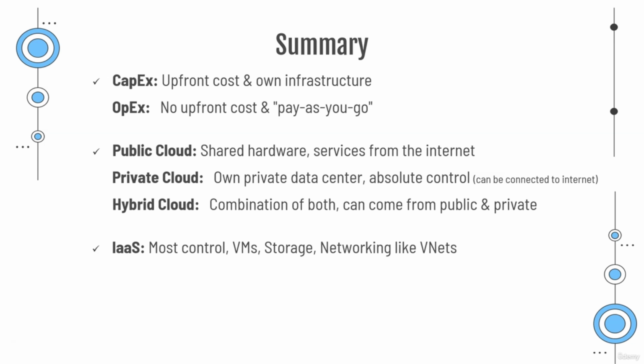And then we've talked about the different service types. Infrastructure as a service is the one where we have most responsibility, but also most control. Typical examples are virtual machines, storage, networking like load balancers and VNets.